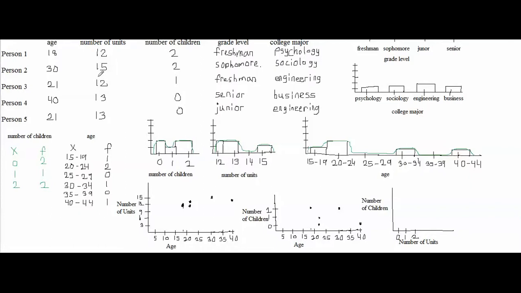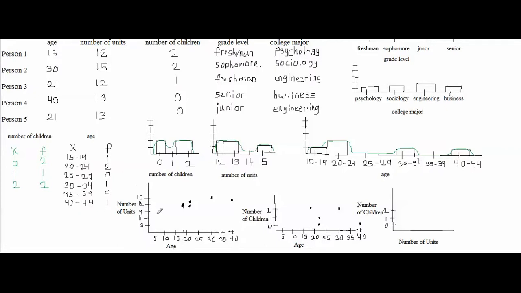And number of children, oh, I'm sorry, not number of units. I was thinking number of children. Number of children only has 0, 1, and 2, so it'll be on the y-axis. On the y-axis we'll have 0, 1, and 2, because there's only 3 different numbers inside this column. So number of children, 0, 1, and 2, because those are the only 3 numbers that appear in the column of data.